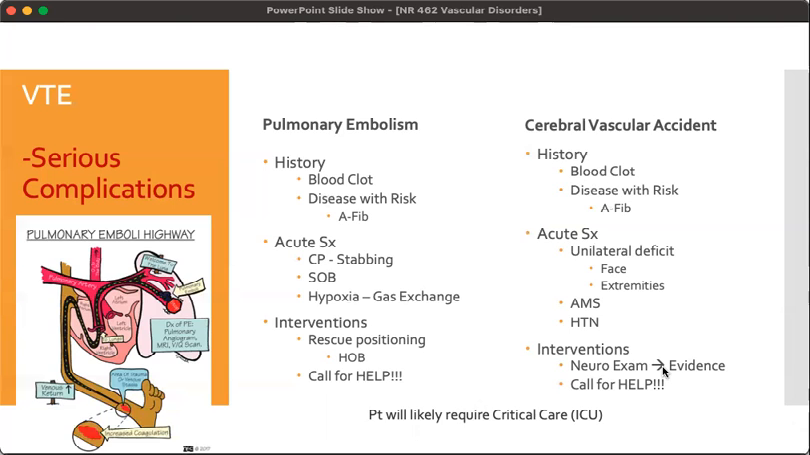Interventions: first, do a neuro exam, because we want to be able to describe what we're seeing, that face, the arms, speech, mentation, things like that. So altered mental status, and then call for help immediately because these patients are very sick and there is a time window on treating these strokes.